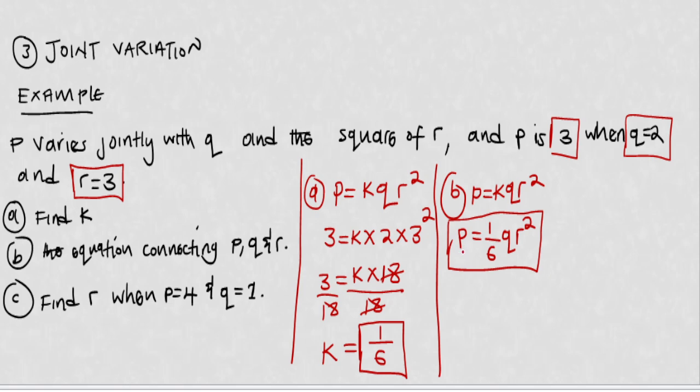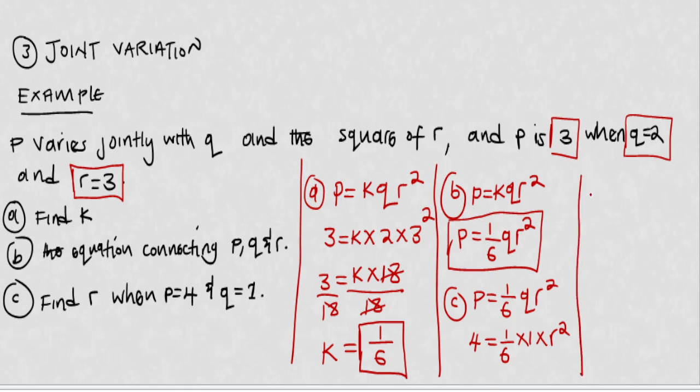Lastly, we are asked to find the value of r when p is 4 and q is equal to 1. So how do we find that? So we start. We have it as follows. So we are saying p is equal to 1 over 6, then q r squared. Then they've told us to say p is 4. Therefore we have 1 over 6 multiplied by our q is 1 multiplied by r squared, like that.